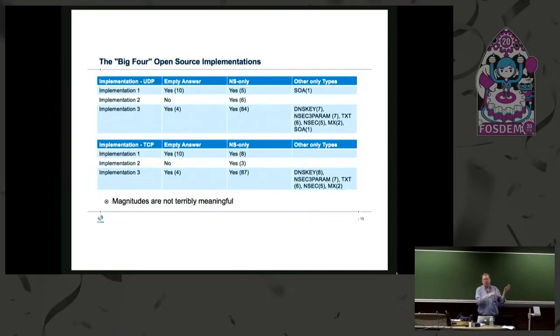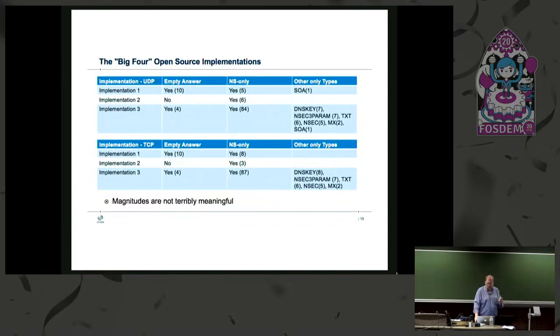Now, mind you, I have the big 4 up here. So 3 of the big 4, and that's BIND, NSD, KNOT, and PowerDNS, the big 4 open source implementations I call them. 3 of them are minimizing in some way, and you can see how it comes out here, where there are empty answers from some of them, not from implementations 1 and 3. They all do NS only, and then there are other types that are spread out there, which I couldn't really explain.